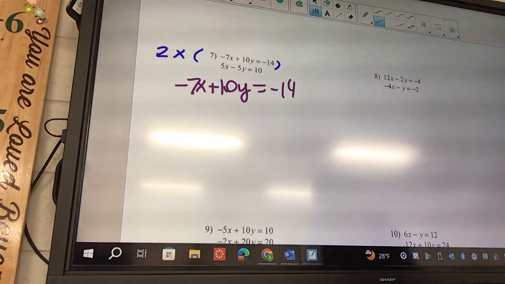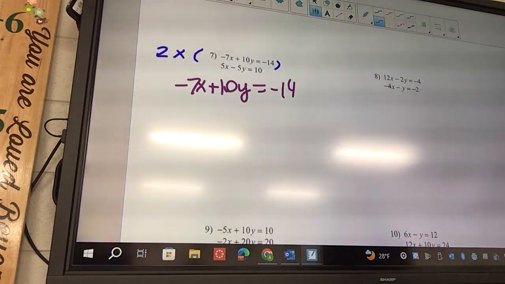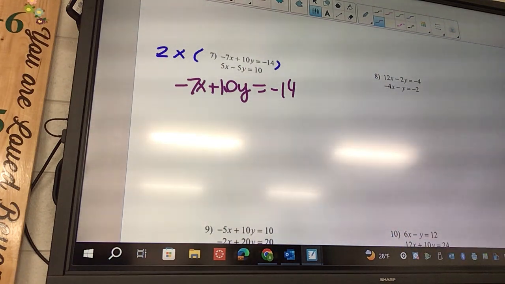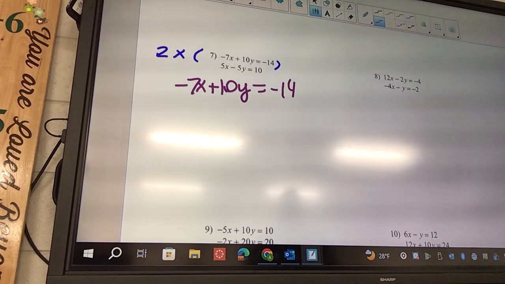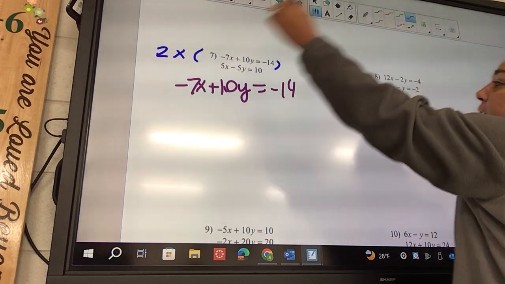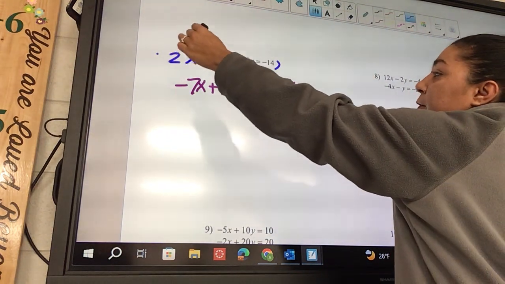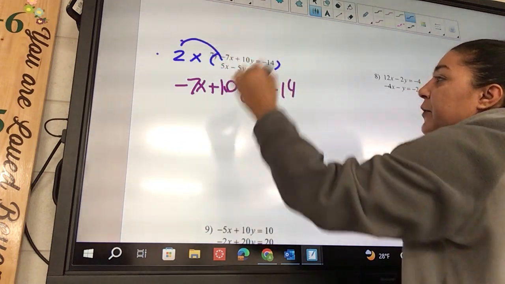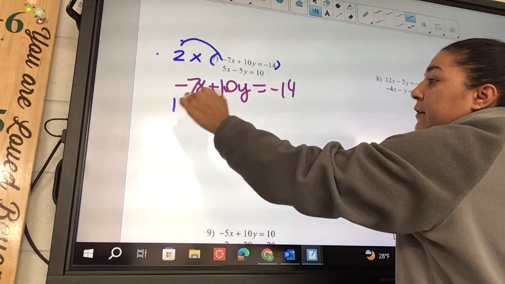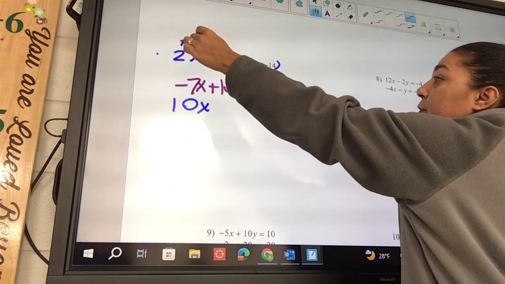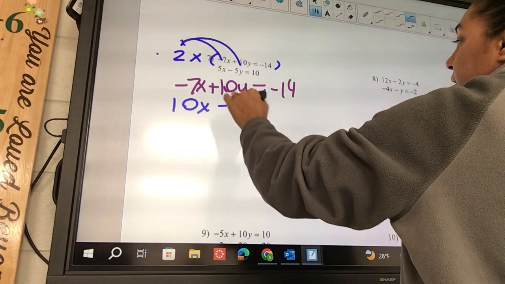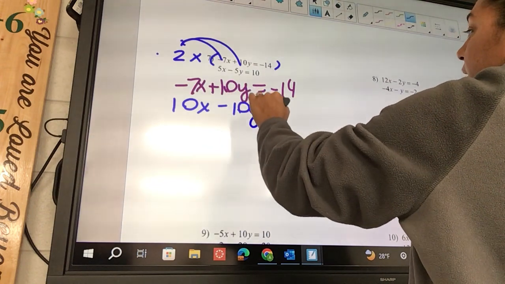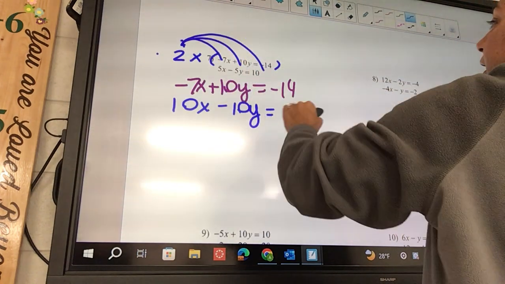Did you board this glitch? Yeah, I don't know what's going on with it, it's making me mad. That's why it's dragging, the 2 goes where you guys put it, but I'm going to try to restart it here. Okay, the second one, we're multiplying, so 2 times 5 is going to be 10x. 2 times negative 5 is going to be a negative 10y, sorry. And then 2 times 10 is going to be a 20.